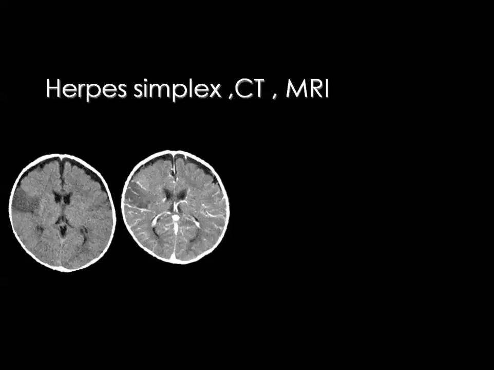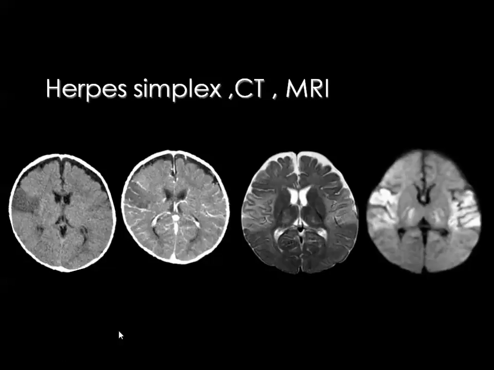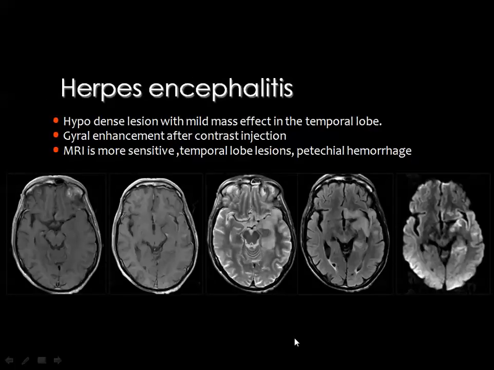This is a CT scan pre and post contrast of a patient with herpes encephalitis showing a lesion on the right side. And this lesion did not show contrast enhancement after injection of contrast. In the MRI, T2 and diffusion weighted images showed that there is bilateral pathology. The left-sided lesion was not evident in the CT scan, but it is seen well in the MRI.